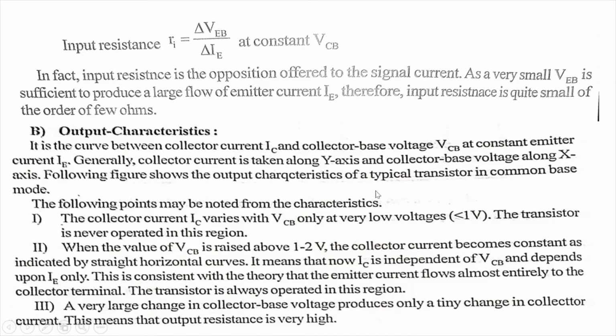So as indicated by straight horizontal curves, it means that now IC is independent of VCB and depends upon IE only. This is consistent with the theory that the emitter current flows almost entirely to the collector terminal, and the transistor is always operated in this region. A very large change in collector base voltage produces only a tiny change in collector current, and this means that output resistance is very high.